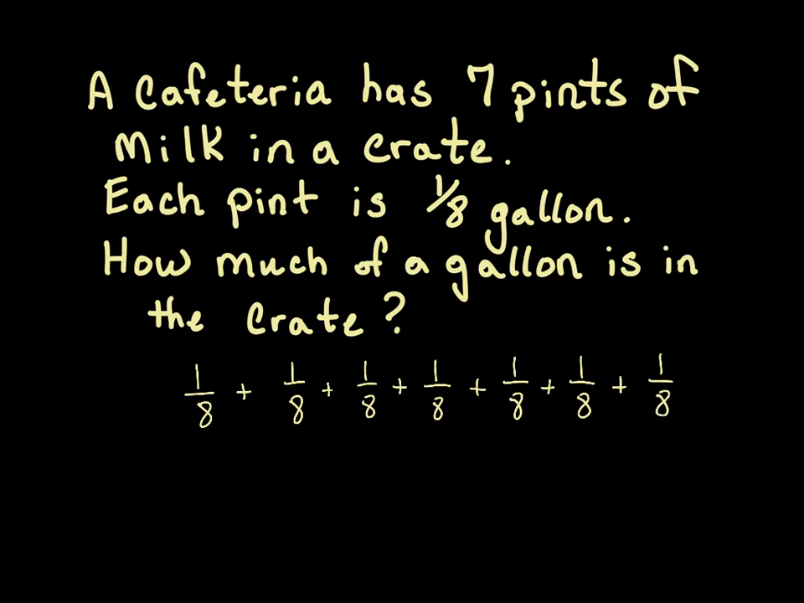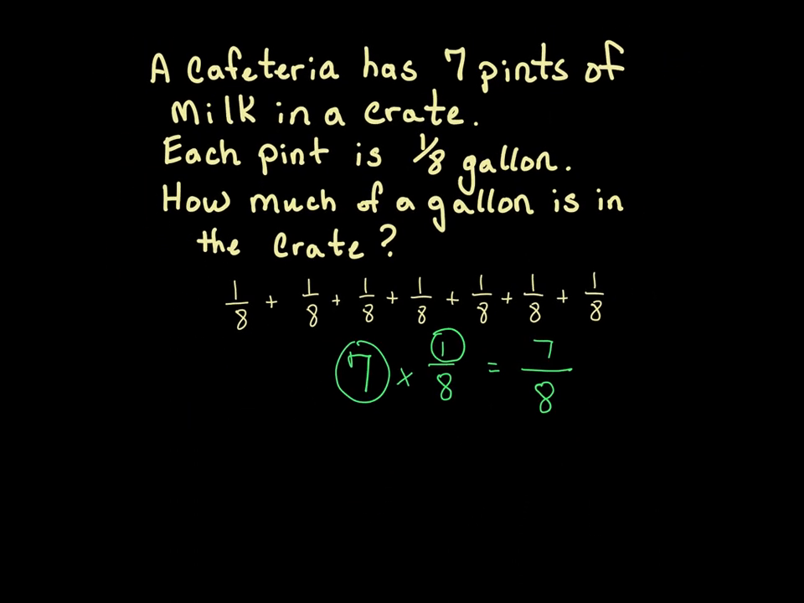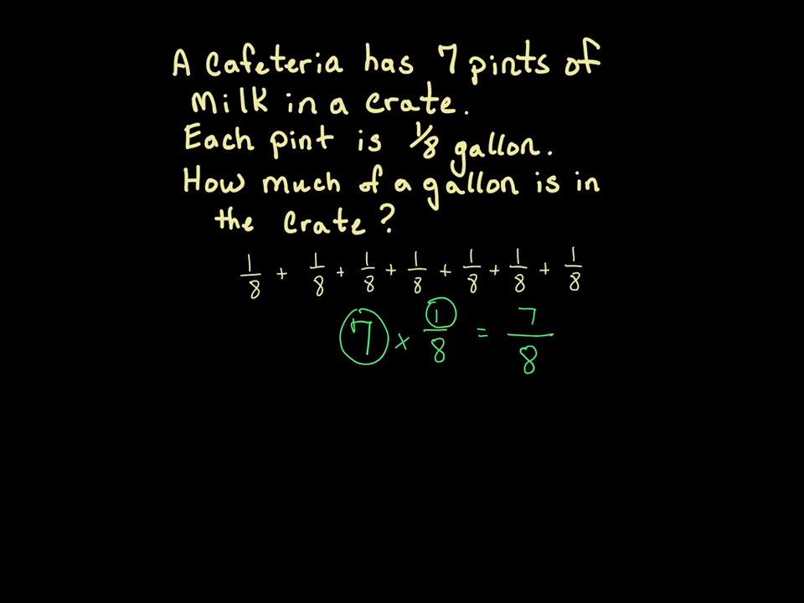But why would we want to do repeated addition when the faster way of doing this would just be multiplication? 7 times 1/8. 7 times the 1 would give us 7. In the denominator, you do not multiply. That just stays the same. 7/8. So there's 7/8 of a gallon in there.